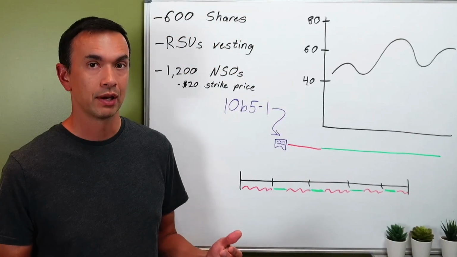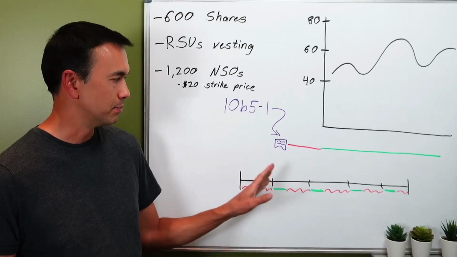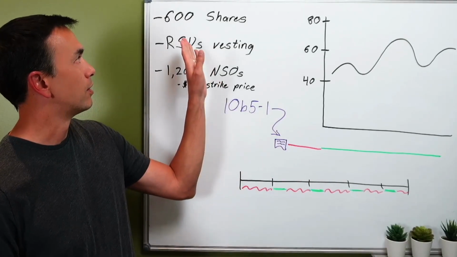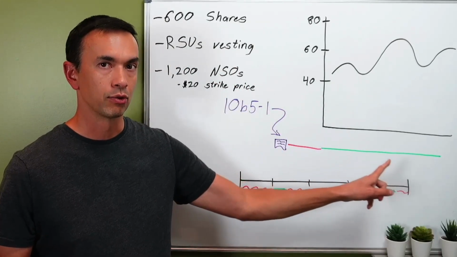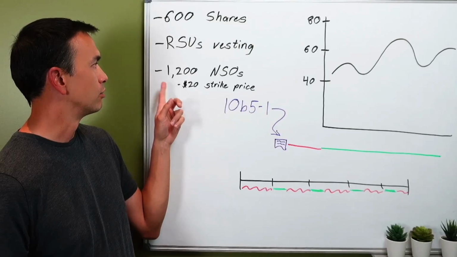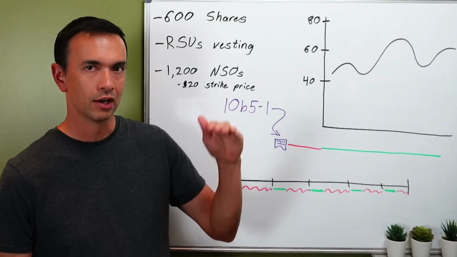So in this example, this person is putting a 10b5-1 plan in place, and what they have are 600 shares of stock. They have RSUs that are going to be vesting throughout this time period, and then they have 1,200 non-qualified stock options, and I'm putting that at a $20 strike price.